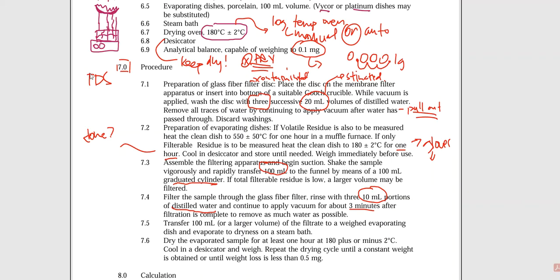So it says filter the sample through the filter and rinse with 10 ml portions of distilled water. So distilled water actually should be very clean water, right? Distilled water is actually cleaner than deionized water. Deionized water just means it's the removal of ions. And distilled water is actually the removal of ions plus other stuff. And that could be things like microbes and bacteria and that kind of stuff.